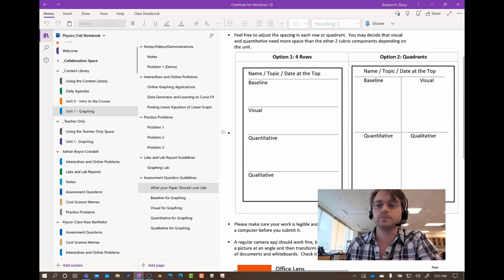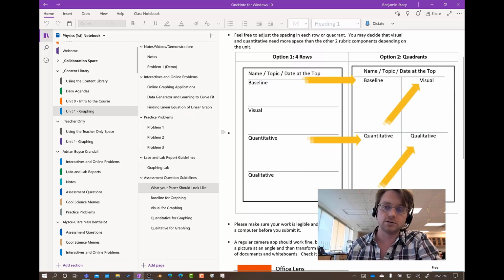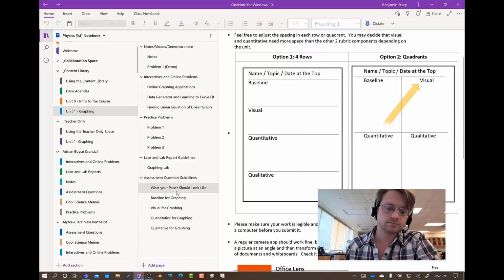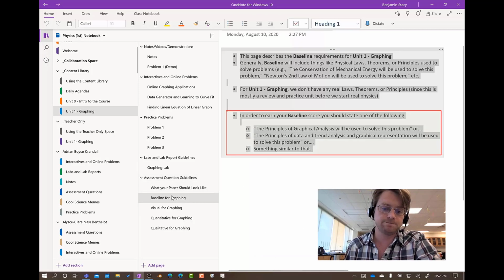And the date. Option 2, you put it into quadrants. Name, topic, and date at the top. And then make sure you have the baseline in the top left, visual in the top right, quantitative or math logic in the bottom left, and qualitative in the bottom right. Please make sure you put these particular names there to label each section of the components. And please put them where I'm showing you to put them in these pictures. When everybody does it the same way, it's a lot easier for me to grade. That's the most important stuff on this page.